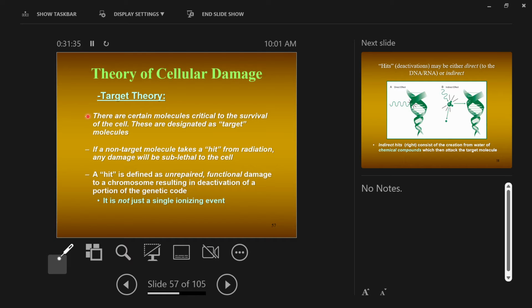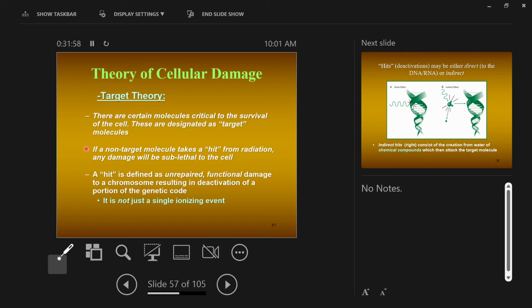If a non-target molecule takes a hit from radiation, any damage is sublethal to the cell. You know, you bump into the cell's membrane, right? It's non-lethal. You don't want to rupture the membrane, but if you bump into one of those phospholipids, you're not going to rupture the cell membrane. It's going to be able to fix itself.